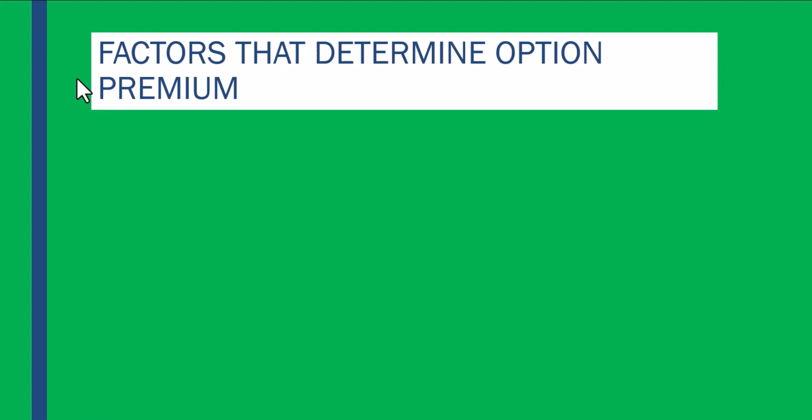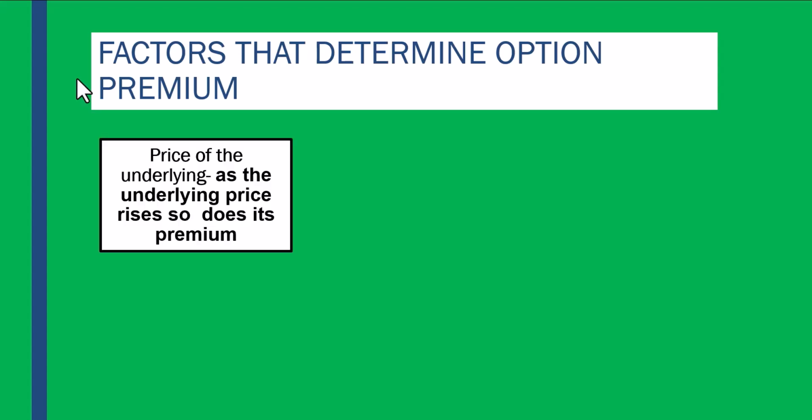Factors that determine the option premium. This is very important. Now, you have to pay a premium. So what are the factors which determine the premium? First is the price of the underlying. As the underlying price rises, so does the premium. The price of the underlying is the spot rate. When the spot rate is rising, the premium will also go up for that particular option.